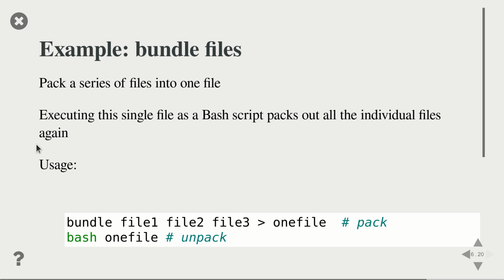So your task is to write a script called bundle, and it takes a bunch of files, and it's supposed to create an output that bundles all these files together. It essentially zips them together into one file. So you can redirect that to a file called onefile. But the trick is that this one file should be a Bash script that, if you run it, should unzip all the files again. It should be a self-extractable zipper, so to speak, that we want to code up.